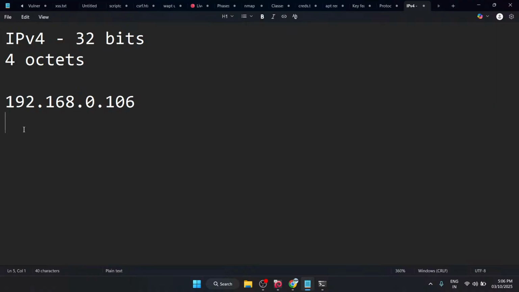Now I'm going to type here the range of each and every octet. It ranges from 0 to 255. Each octet ranges from 0 to 255. And here you can see that all these numbers, 192.168.0.106, are between 0 and 255 only.